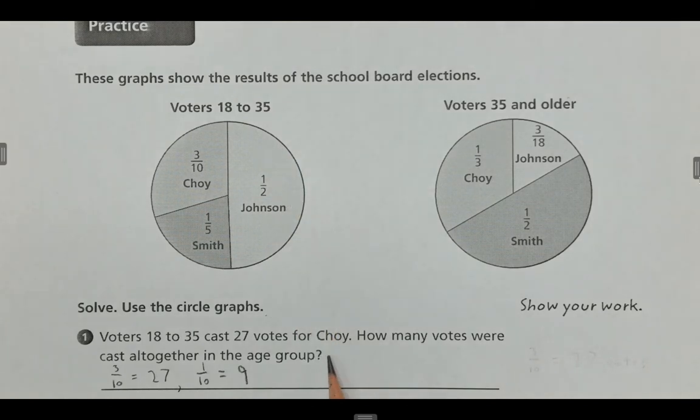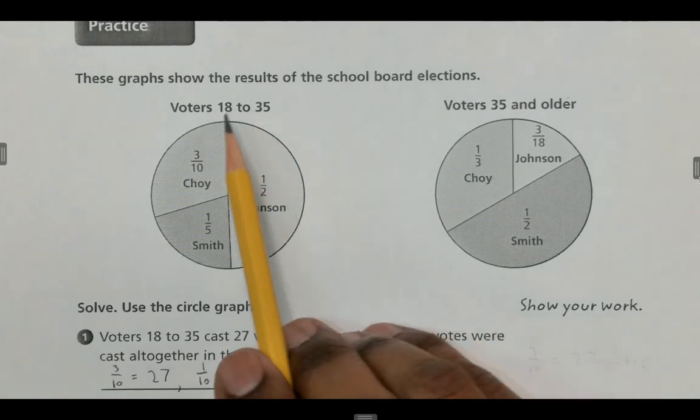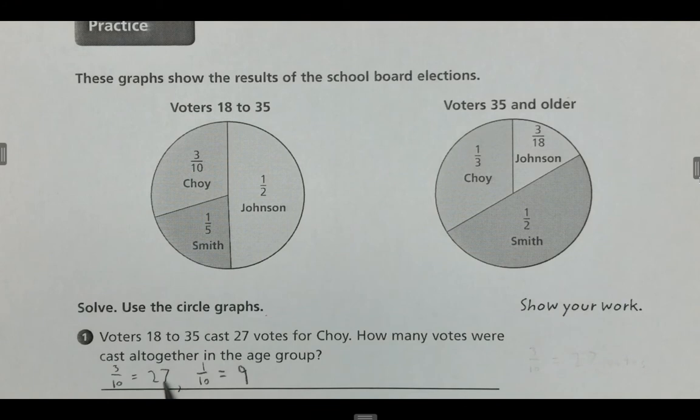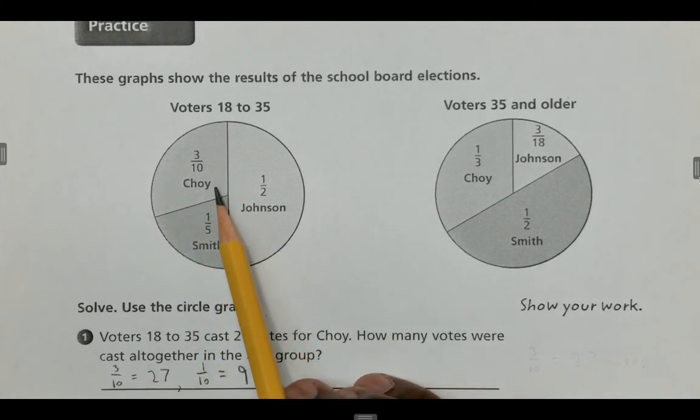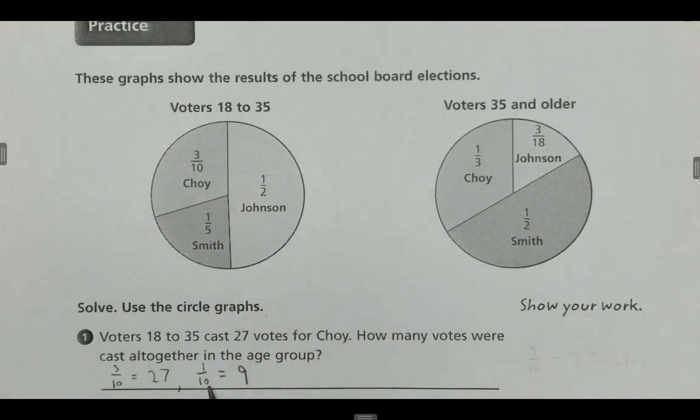Well, there's a few ways that we could set this up and solve it. I'm going to talk you through at least the strategy that I feel is clearest to explain. And that's as follows. If 3/10 of the voters in this age group represents 27 votes, well, then I can figure out 1/10. Simply divide both sides, the left side and the right side of the equal sign, by 3. 3/10 of the total votes of this age group is 27 votes. So 1/10 of this whole is 9 votes.